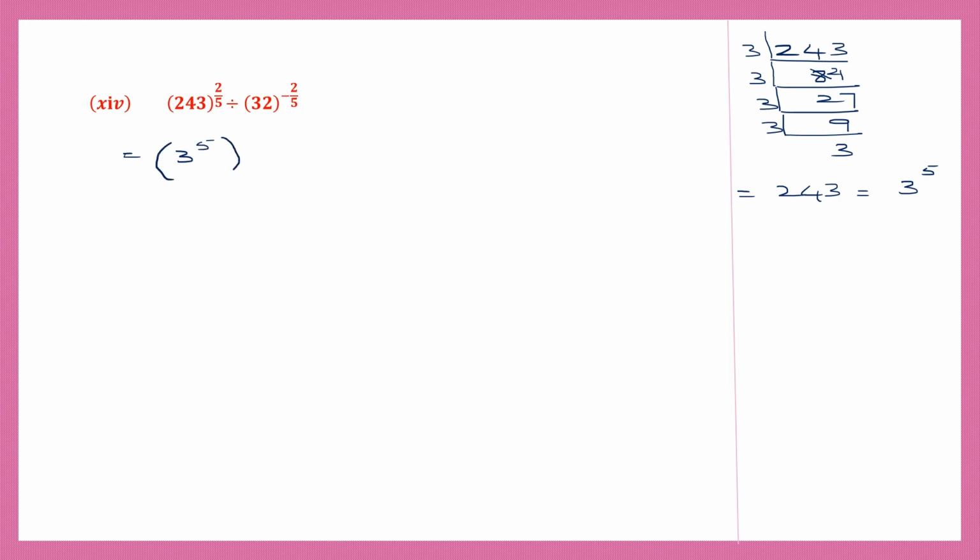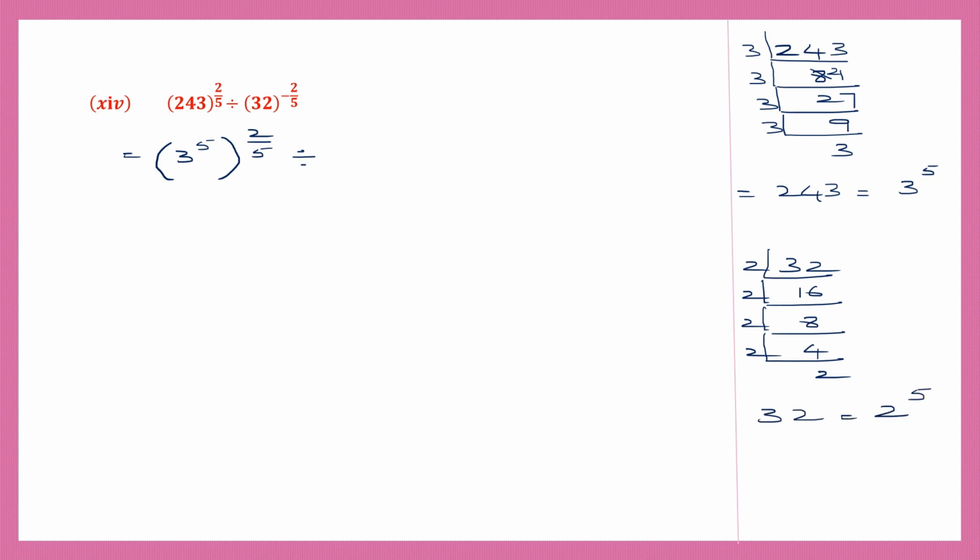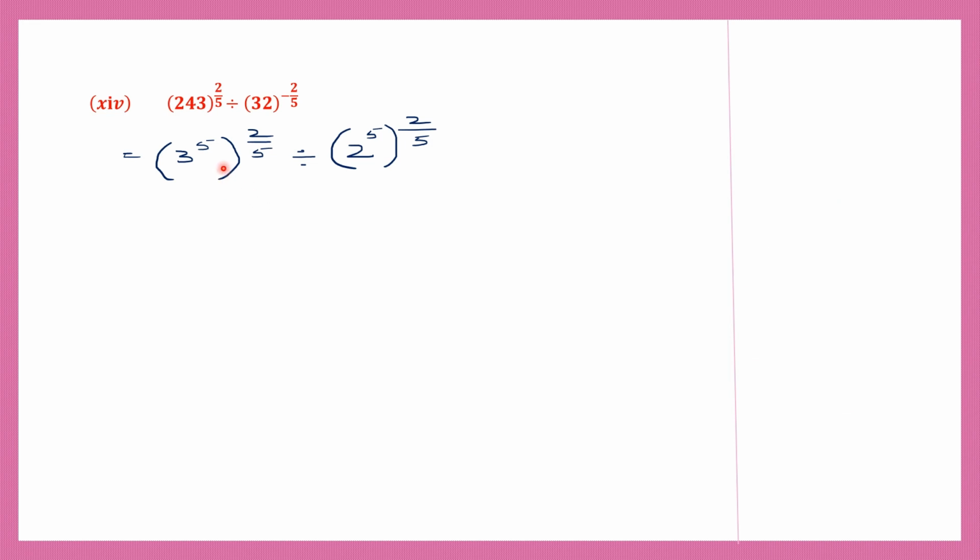So here this is 3 raised to the power of 5, and this whole thing is raised to the power of 2 by 5, divided by, let's do the same thing for 32. 32 will be 2 into 16 is 32. Then 2 8s are 16, 2 4s are 8, and 2 2s are 4. That means 32 is 2 raised to the power of 5. So this will be 2 raised to the power of 5, the whole thing raised to the power of 2 by 5. Now we can apply the power law, which says you can multiply the powers here.